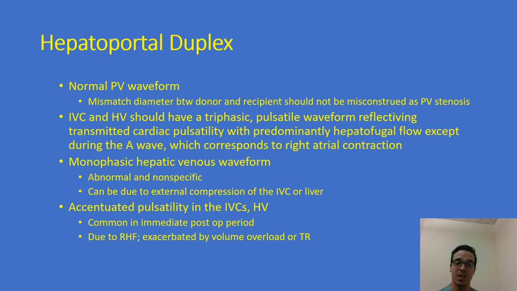The IVC and hepatic vein should have a triphasic, pulsatile waveform, reflecting transmitted cardiac pulsatility with predominantly hepatofugal flow, except during the A wave, which again corresponds to the right atrial contraction. Monophasic hepatic venous flow usually is abnormal and nonspecific, but may be due to external compression of the IVC or the liver. Accentuated pulsatility in the IVC or hepatic veins may be common in the immediate postoperative period, but also may be due to right heart failure and can be exacerbated by patients with volume overload or tricuspid regurgitation.